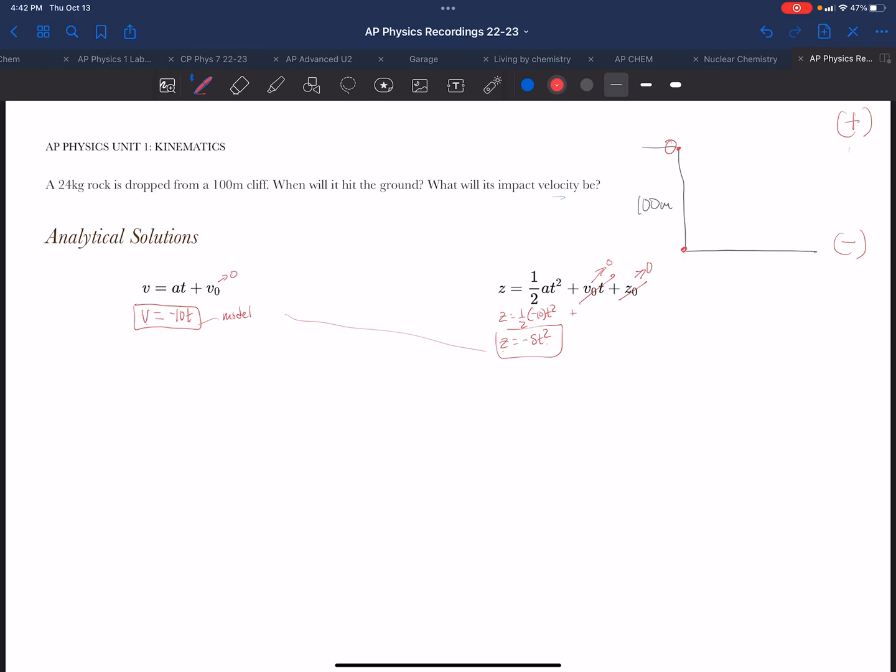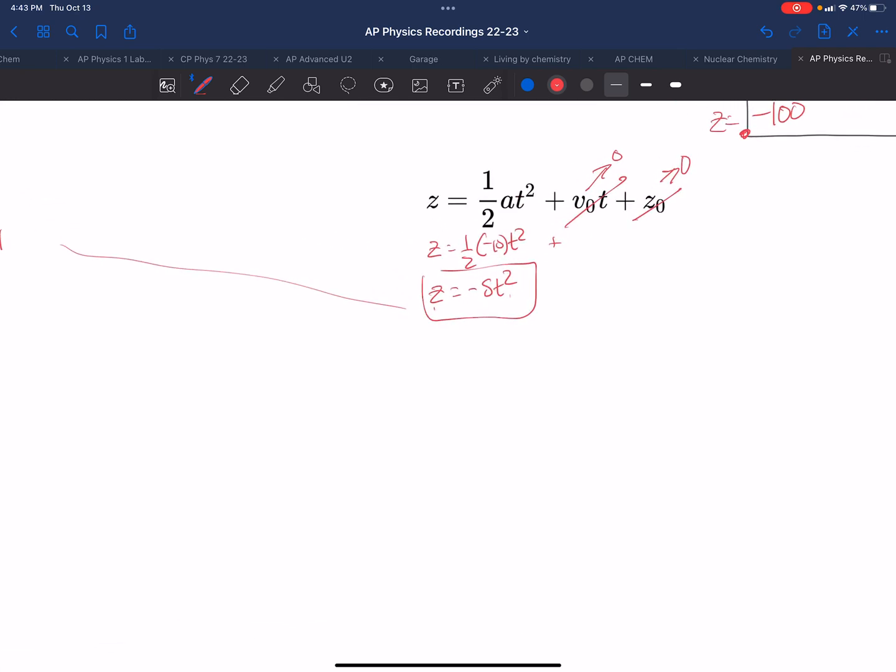Now, what we want to know is when it hits the ground. When it hits the ground, z is equal to minus 100. So plugging in minus 100, we get t squared is 20. And therefore, t is the square root of 20. And t then is 4.47 seconds.